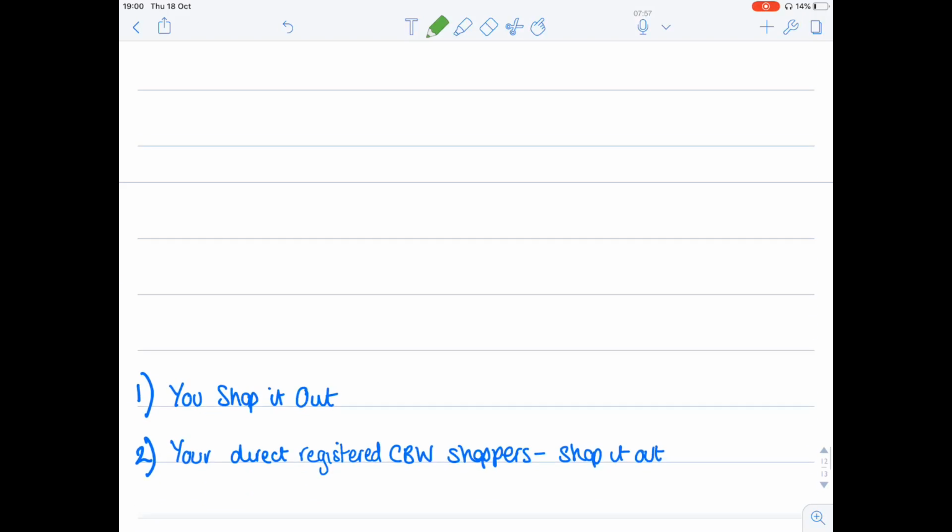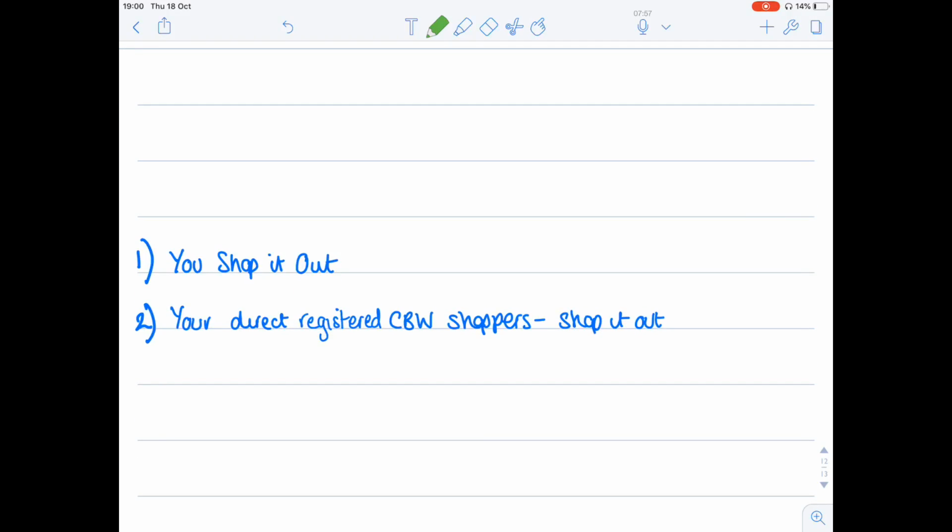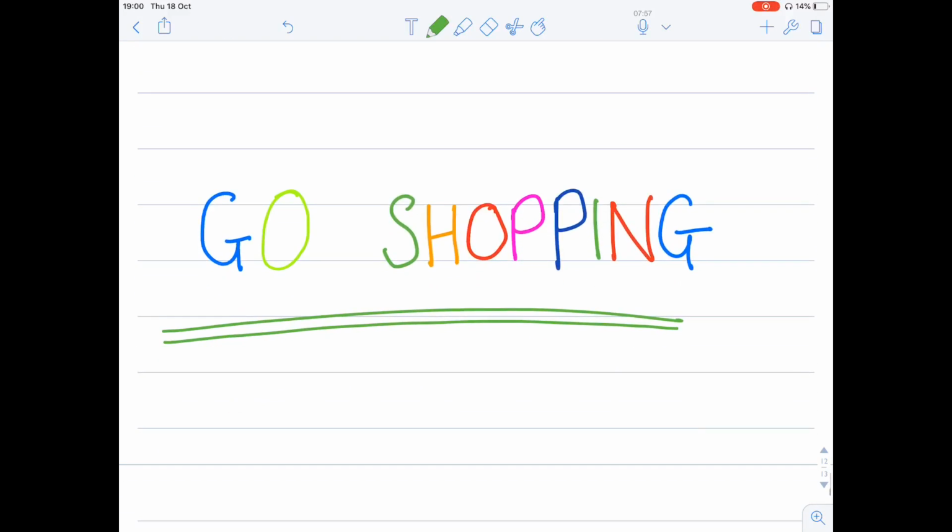The main things to remember is you can shop that money back out. You can build your business by just being smart. You put your £45 in, you shop it out, you get your direct registered Cashback World shoppers to shop it out. You get that £45 back in and you circle that money round. Your business builds and you can spend more money doing other stuff. So what are you waiting for? Go out, start shopping, get your discount vouchers back into your bank accounts.